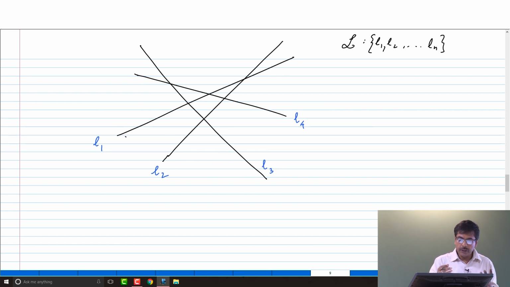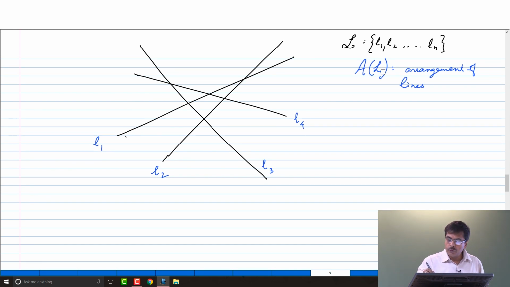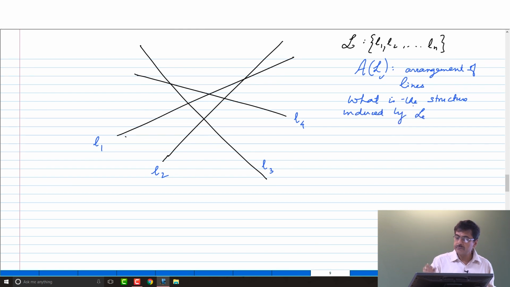When you look at such a structure, you see essentially the lines, and you can define a graph basically on this. So this is, let us say, the arrangement of L. I'm formally now introducing the arrangement of lines. This is a structure that is called the arrangement. And what do we mean by arrangement? The arrangement essentially means that we define the structure that is induced on the plane. What is the structure induced by L? That's basically the arrangement.